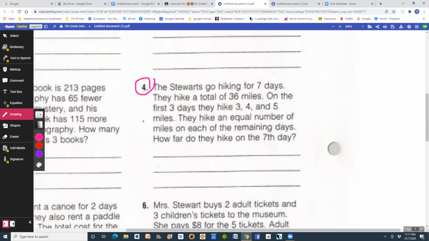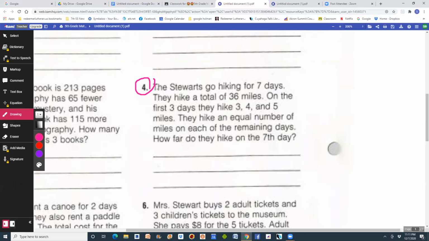The Stewarts go hiking for 7 days. They hike a total of 36 miles. On the first 3 days, they hike 3, 4, and 5 miles. They hike an equal number of miles on each of the remaining days. How far do they hike on the 7th day? I think you better read that one again. That's the key to a lot of them, is reading it and wrapping your brain around it.